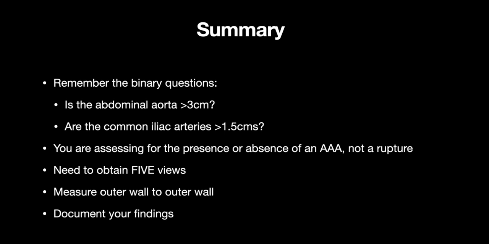You need to obtain 5 views, as we've discussed. 4 of these are transverse and 1 longitudinal view to ensure that you're measuring the entire length of the abdominal aorta. And remember to measure outer wall to outer wall, and always include any thrombus within the measurements that you're taking. Finally, remember to document your findings and just keep the findings simple, showing that you've basically answered your binary question.